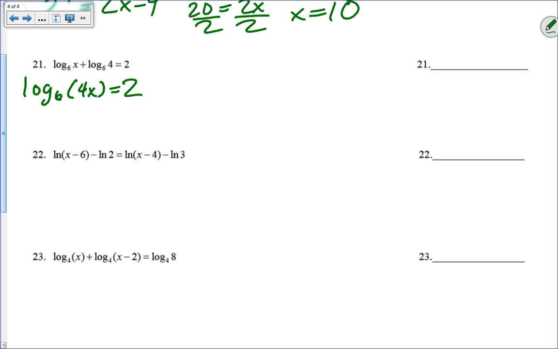So we got in log form. Let's take it in exponential. What's our base? 6, so it's going to be 6 to what power? That's right. What's 6 squared? 36 equals 4x. What's x? Divide by 4, x is 9.